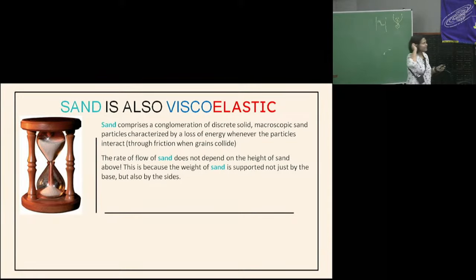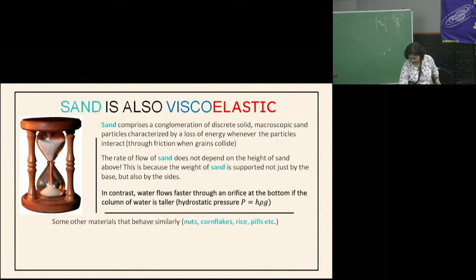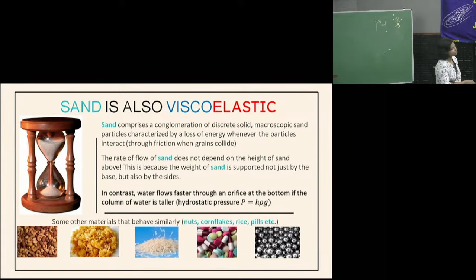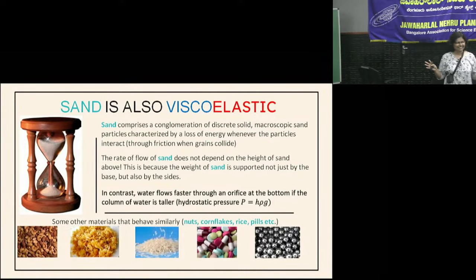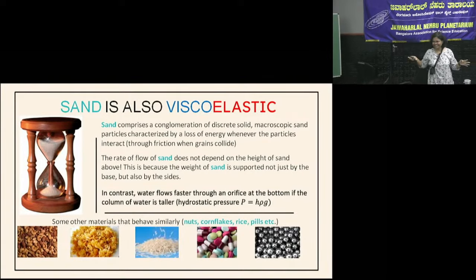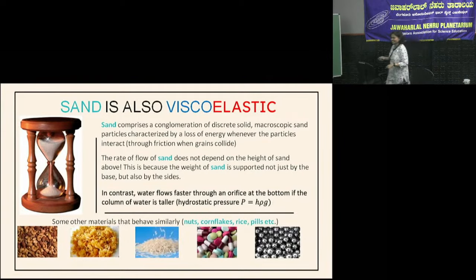I should tell you here that any material which is a conglomeration, a collection of discrete solid microscopic particles, is called granular matter. And there are many other granular materials. Mixed nuts, we'll do a different experiment with it. Cornflakes, rice, pills, as long as they are interacting through frictional contacts and as long as there are many of them, they're all called granular matter. Can anybody tell me an astronomical-scale granular matter? The asteroid belt.